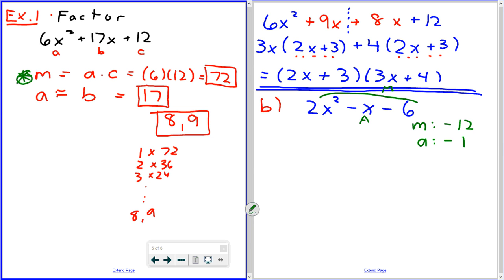You probably don't need to do this, but I'd recommend doing it just to show you where the M and the A are coming from, top and bottom there. Multiplies to negative 12, adds to negative 1. Is it negative 4 and 3? Very good.